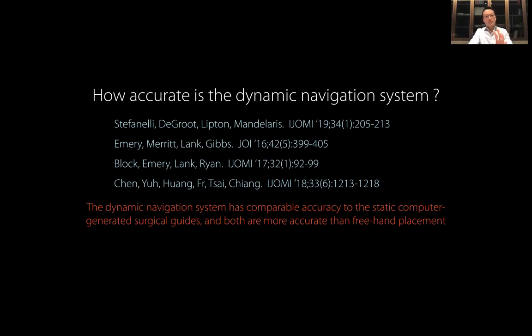This is actually very good, very accurate, and it is comparable to what we can achieve with regular surgical guides. These studies also show that both the dynamic navigation system and the conventional surgical guides are significantly more accurate than freehand implant placement. Also, one thing to note is that with the dynamic navigation system, some studies have pointed out that with proper training and more experience using the system, the accuracy actually improves significantly over time.